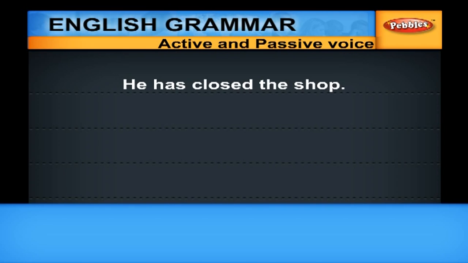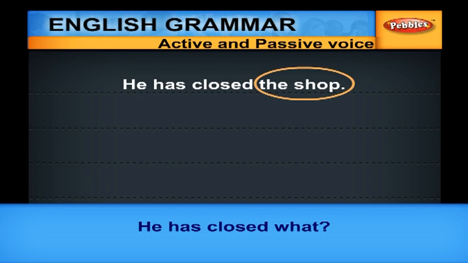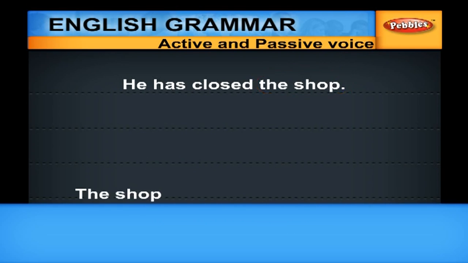He has closed the shop. It is a present perfect tense. He has closed what? The shop. This is the object of the sentence and it becomes the subject in the passive voice. It is in present perfect form. We need to retain has and it has to be followed by been. The shop has been closed by him.